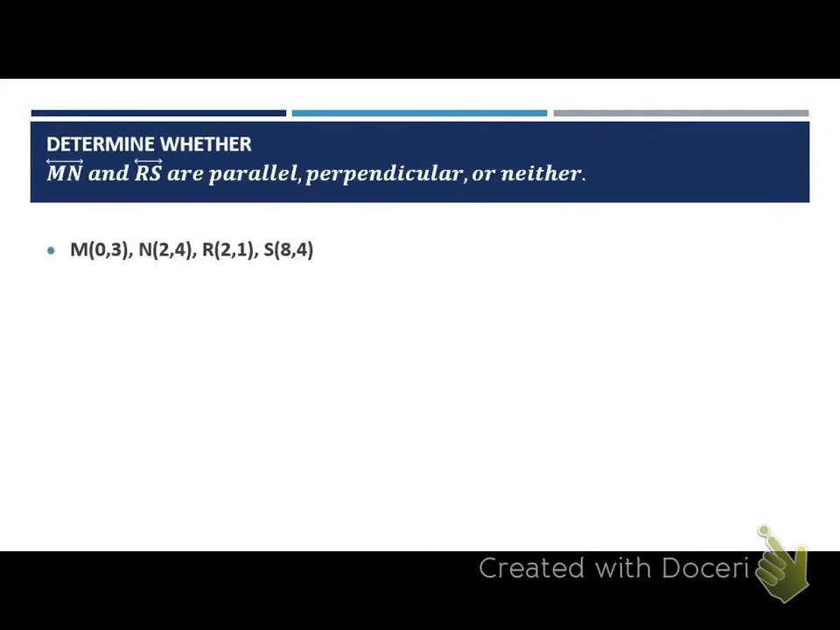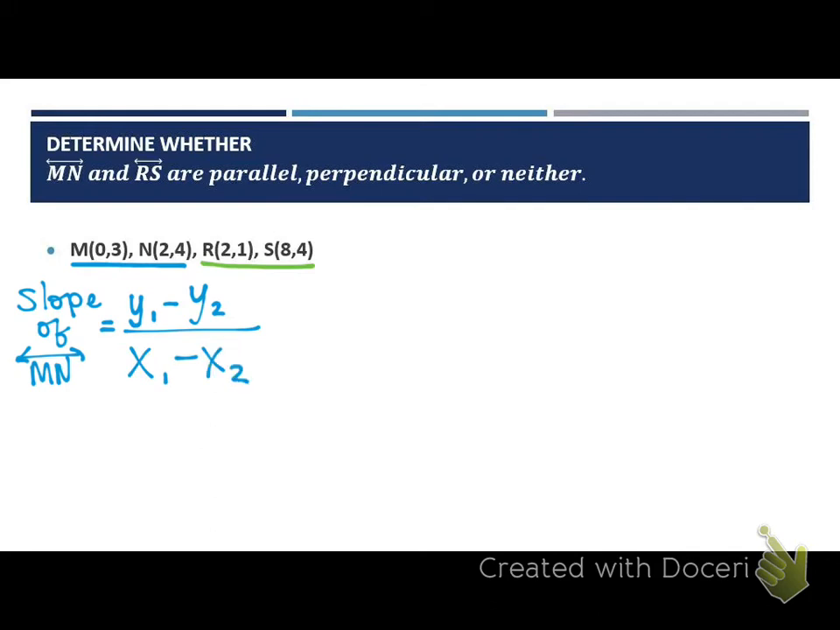All right, so we're going to determine whether lines are parallel, perpendicular, or neither. So we have MN and RS. Go ahead and underline MN with one line, RS with another. The only reason I say this is a lot of students look at this and think, 4 points, what in the world do I do with 4 points? You're going to do the slope formula twice and then compare the slopes. So first, we're going to find the slope of MN using our formula, y1 minus y2 over x1 minus x2.